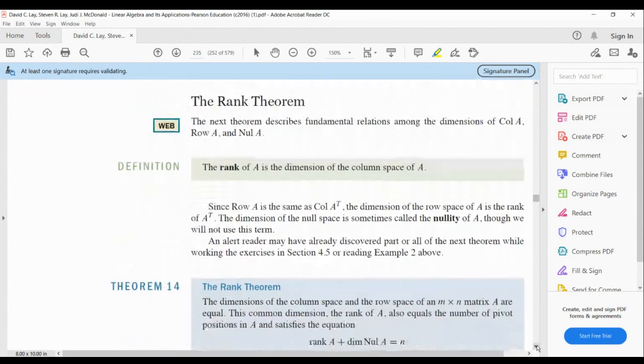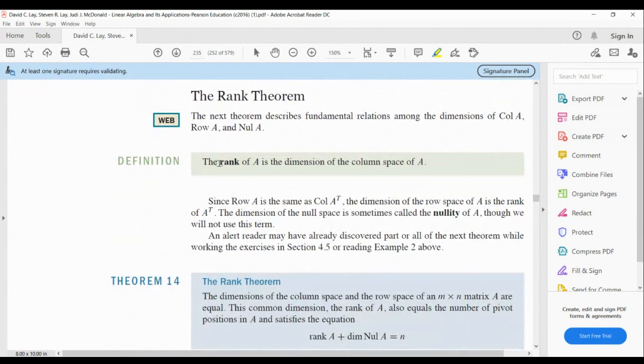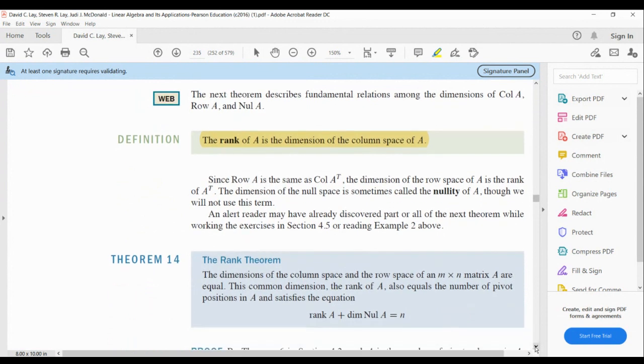Okay, and incidentally, the rank is defined as the dimension of the column space of A. That's how the rank's defined. But the rank theorem states that the dimensions of the column space and the row space of a matrix are the same. The dimensions of the row space and column space of a matrix A are the same.